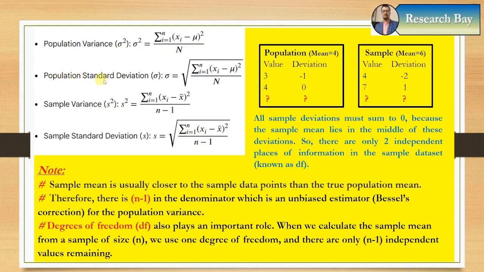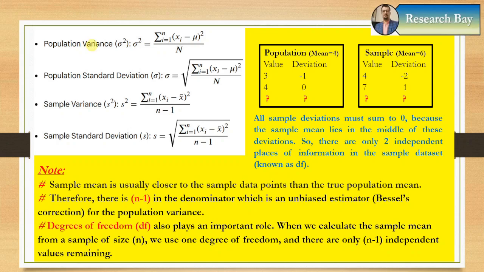Then we look at the population standard deviation formula and compare it with the sample standard deviation formula. Here also you see mu, which stands for population mean, and x bar stands for sample mean. Here again we have capital N, which is the population, and here we have small n, which depicts the sample size, again minus 1. So before going into the details of why there is n minus 1, let us understand what is variance and what is standard deviation.